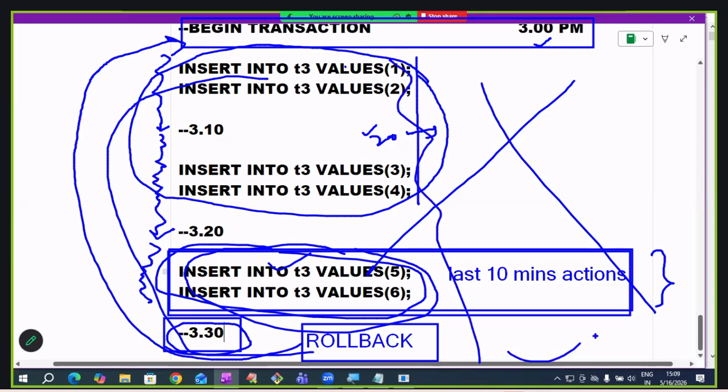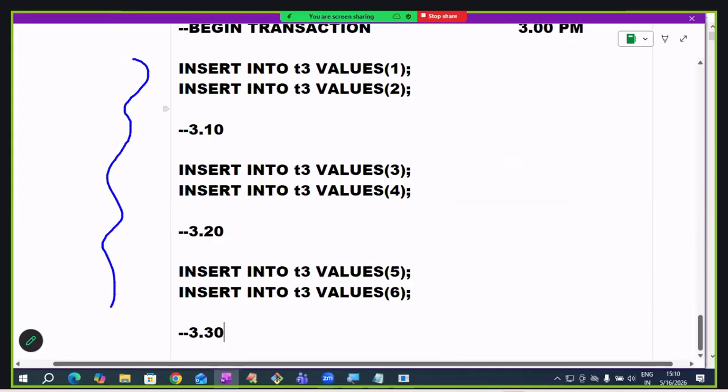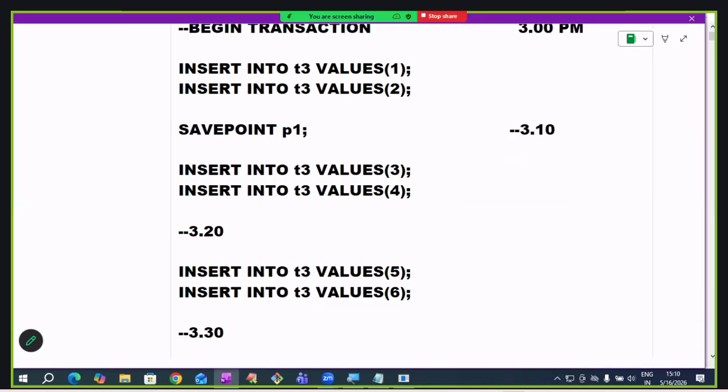To save that time, when we are performing large transactions, in the middle it is better to set save points. To this location, give one name P1. To this location, give one name P2. To give names to those locations, we use the command SAVEPOINT, then the save point name. At 3:10, I'm creating this save point P1.